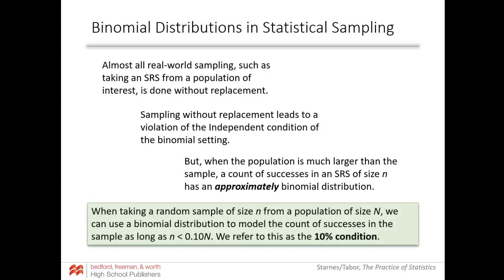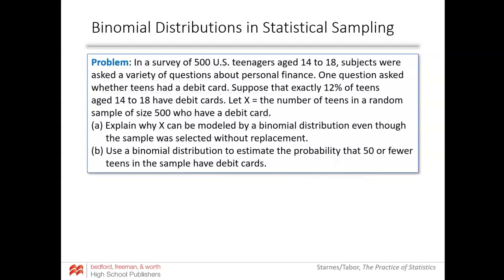So we have a 10% rule. The 10% rule says that if you are taking a random sample of size n, lowercase n, from a whole population of capital N, we can use the binomial distribution to model the count of successes in a sample as long as your sample is smaller than 10% of your population. So even though it might not be independent in theory, you can still use the distribution as long as you can show the 10% rule is okay.